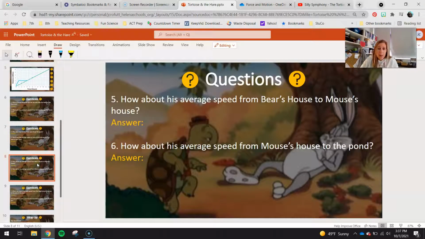Question 5. How about his average speed from Bear's house to Mouse's house? So again, that's something we haven't graphed yet. That's something you need to graph. So go tell me what his average speed is from Bear's house to Mouse's house. How about his average speed from Mouse's house to the pond? So those are going to be variable speeds because he didn't run a constant rate. He has different speeds throughout this race.